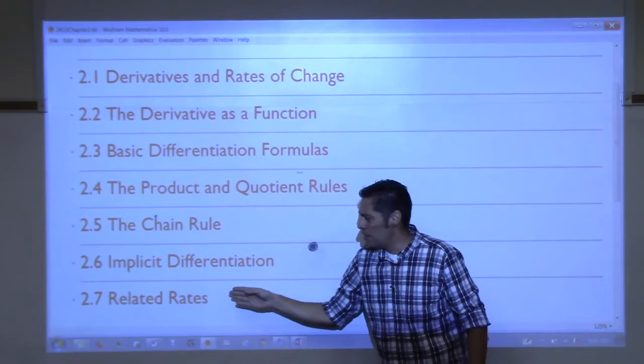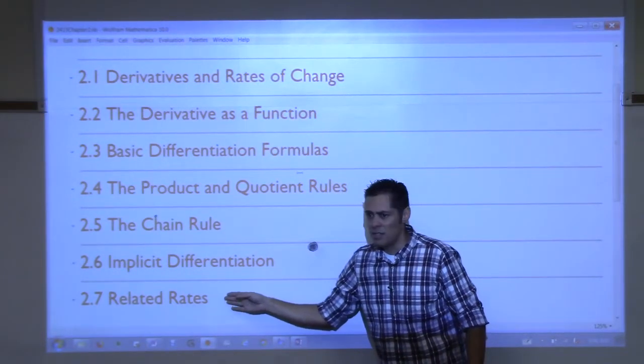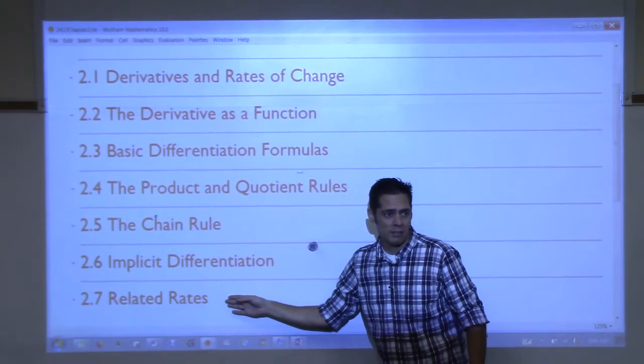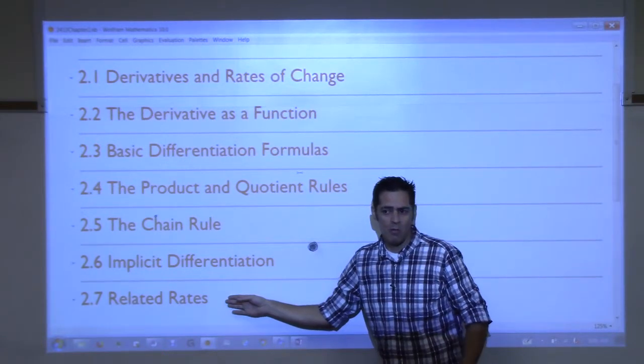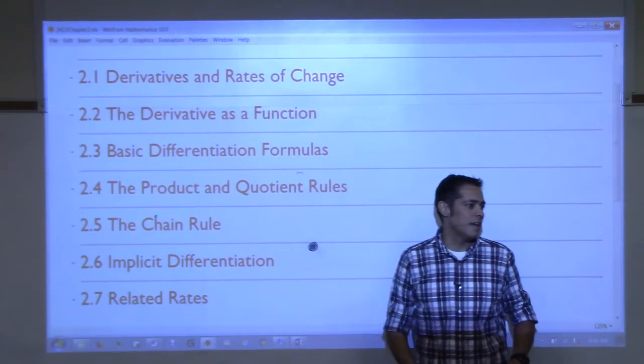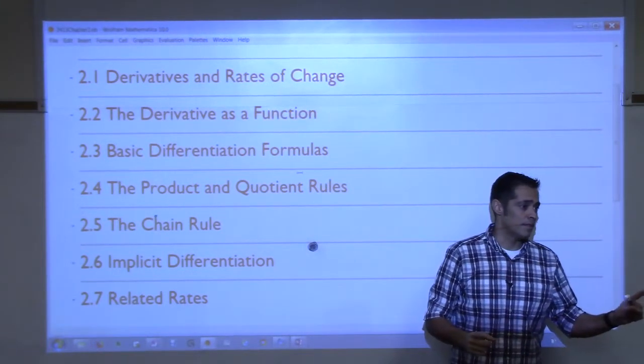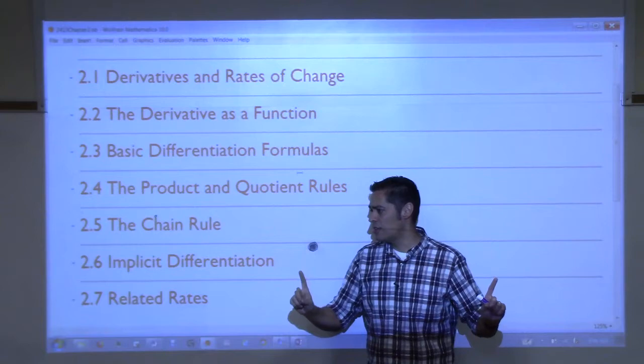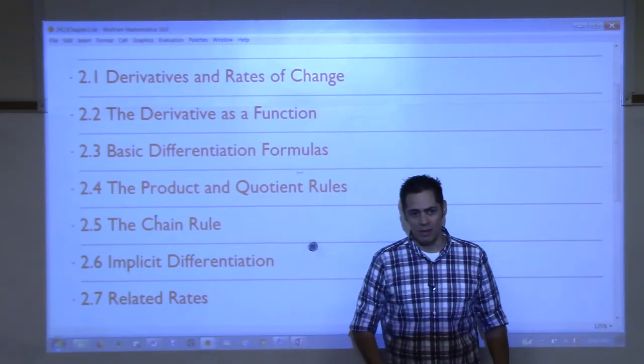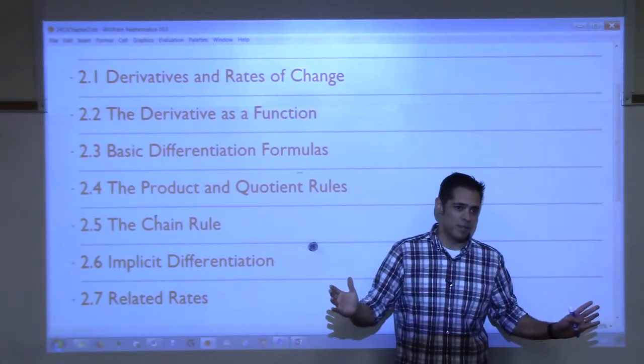This is probably the hardest section in the entire class. In Cal 1, if you ask students what's the hardest thing, it's going to be related rates, and it's going to be optimization problems. They're both word problem sections, and they cause the biggest issues. I'm giving you some heads up.